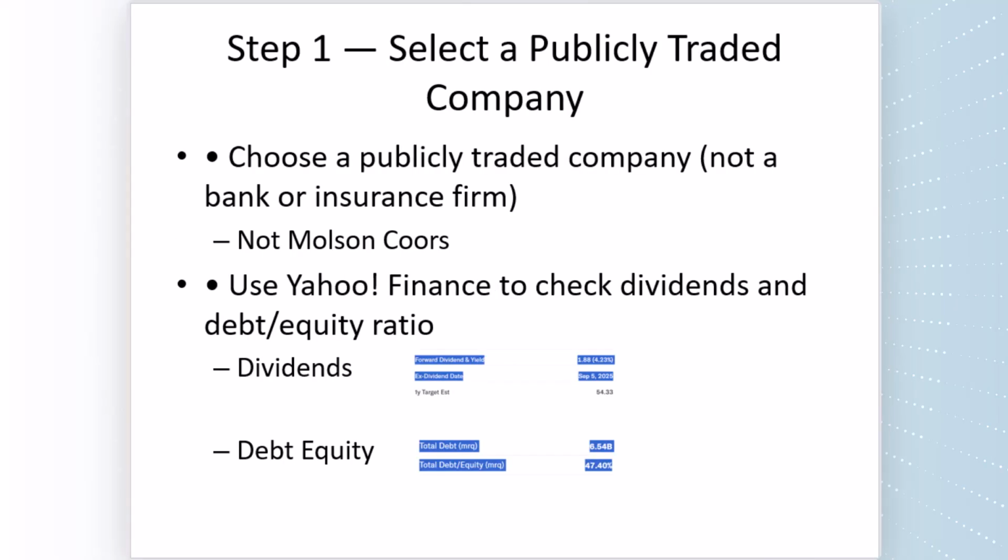The first step is to choose a company. So we need to choose a publicly traded company, not a bank or an insurance firm, not Molson Coors, because my examples are all going to be from Molson Coors. You're going to use Yahoo Finance to check the dividends and the debt equity ratio of the company. To do this analysis, we're going to make sure that our data is, in quotes, clean.